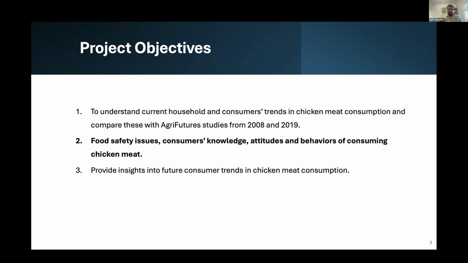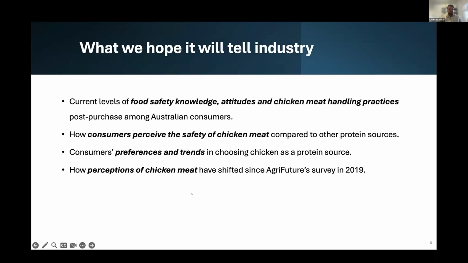The second objective was obviously learning around food safety issues and consumers' knowledge, attitudes, and behavior of consuming chicken meat. In today's presentation, we'll be mainly focusing on the objective 2 and some of the preliminary findings that we have got after completing the survey. We also collected data from the participants around future consumer trends, chicken meat consumption, as well as the sustainability aspects, which we will not be presenting in today's session.